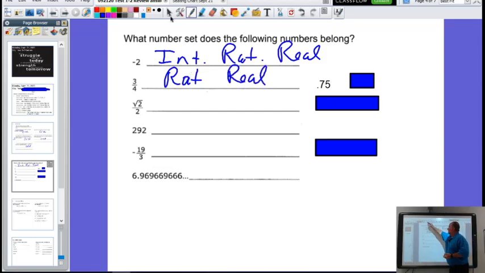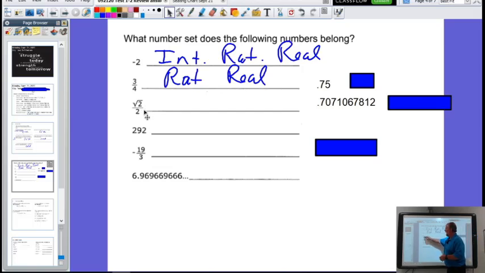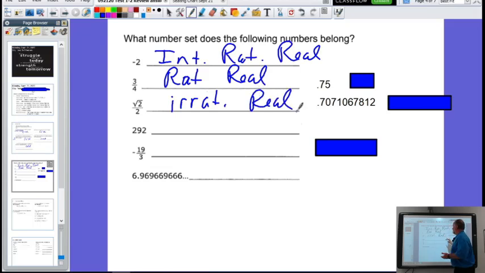Okay, now this one, when you type it into the calculator, the square root of 2 divided by 2, you get this as a decimal. Just because you wrote it like that doesn't mean that it's automatically a fraction. Okay, so this is the decimal value. It goes all the way across the calculator, gives you all 10 digits. Okay, is there a pattern of repetition? No. So that means this number is irrational and real.